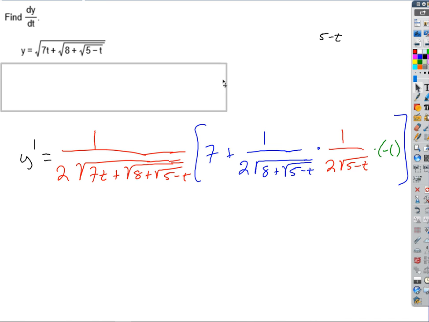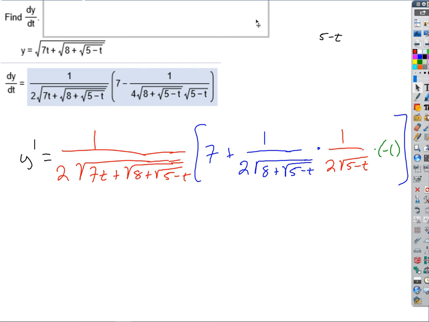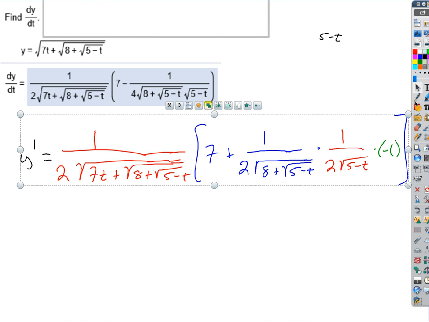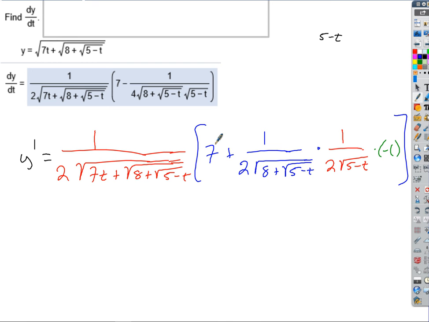This is what they had. Does that make sense? There's the outside stuff, that's what's in red. There's our 7, and then we put the minus out front. How did we get the 4? Well, 2 times 2. And then I've got this radical times that radical, so there's not that much cleaning up to do there. Can you see how that worked?